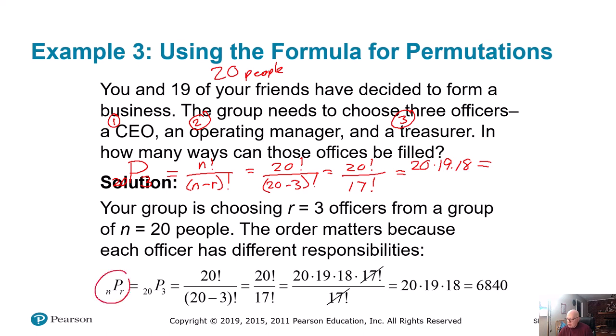This is how it goes in the calculator, by the way. And I can show you how to find that. We'll do that in class. That way I can see individual calculators. I can't see from here. 20 on the top, 20 minus 3. Finish that, then put a factorial with it. There's our 20, 19, 18 that are left after these 17 factorials get canceled. 20 people, and you're just choosing 3, and there's almost 7,000 ways to choose those 3 officers.